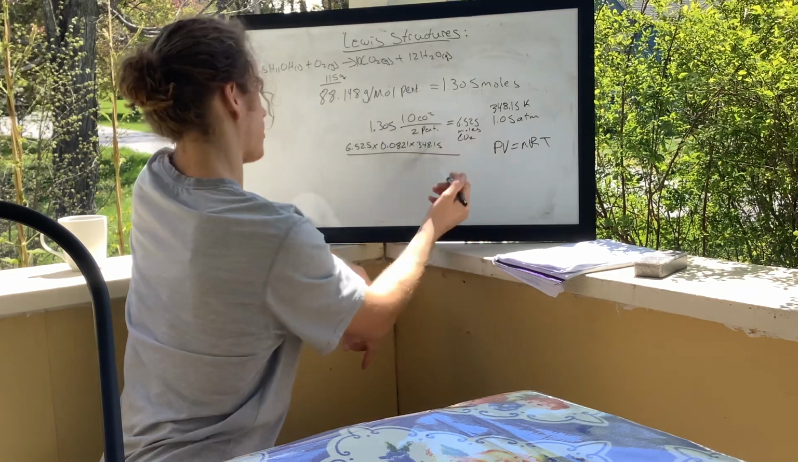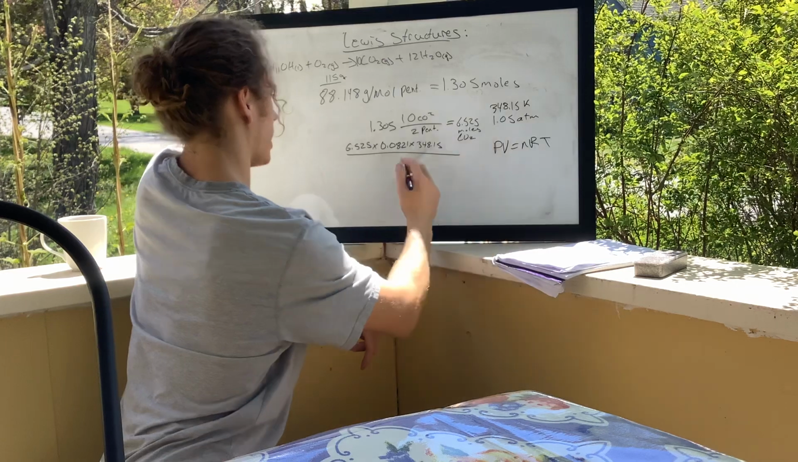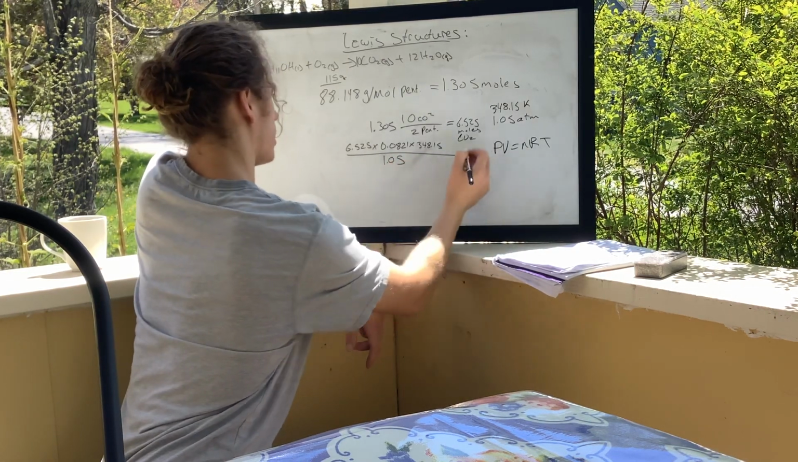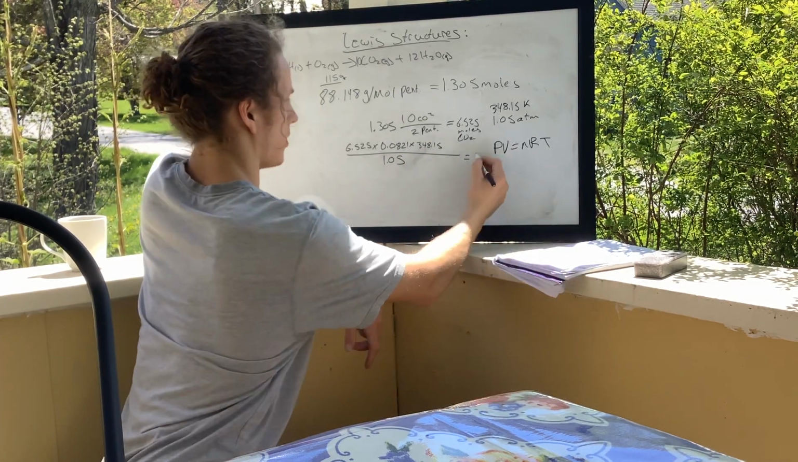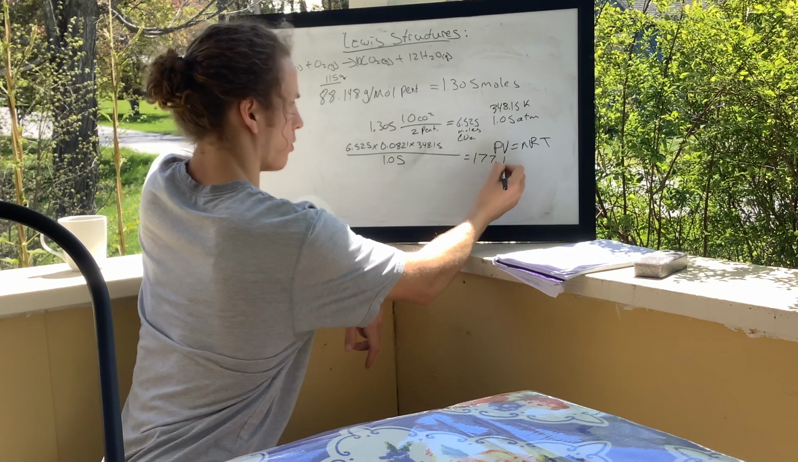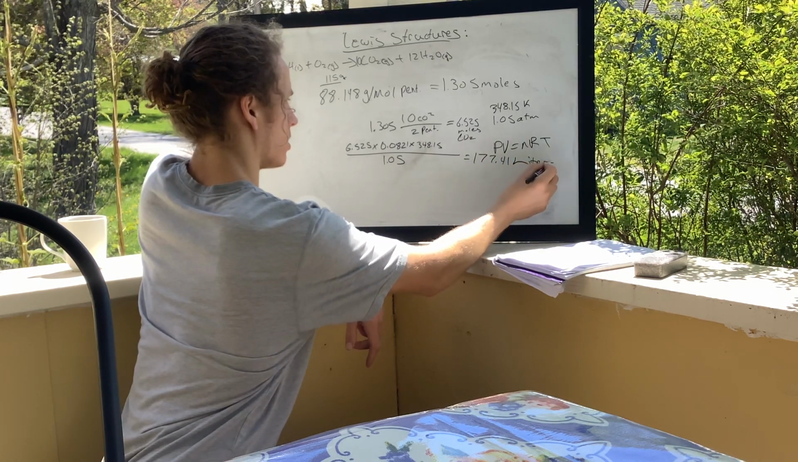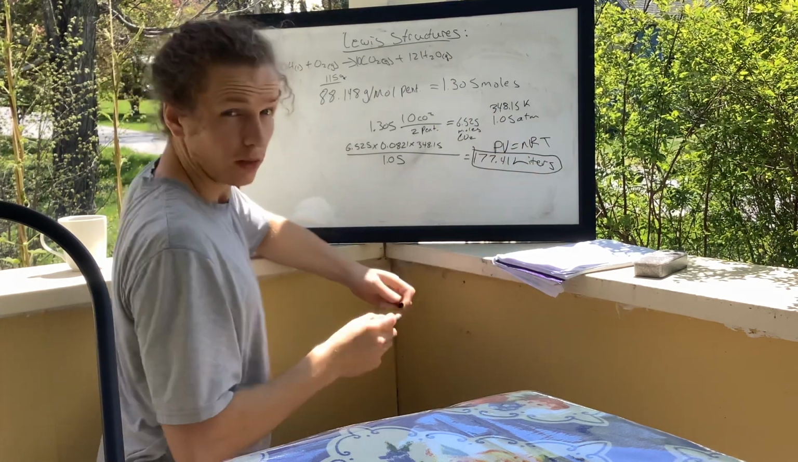So we're going to divide nRT by P, and we'll end up with V. So by 1.05. And what we end up with is 177.41 liters. Right? There you are.